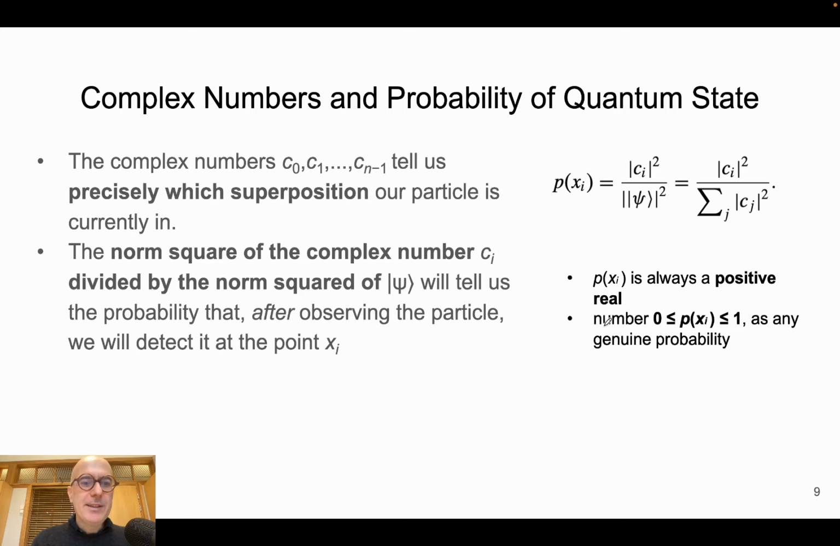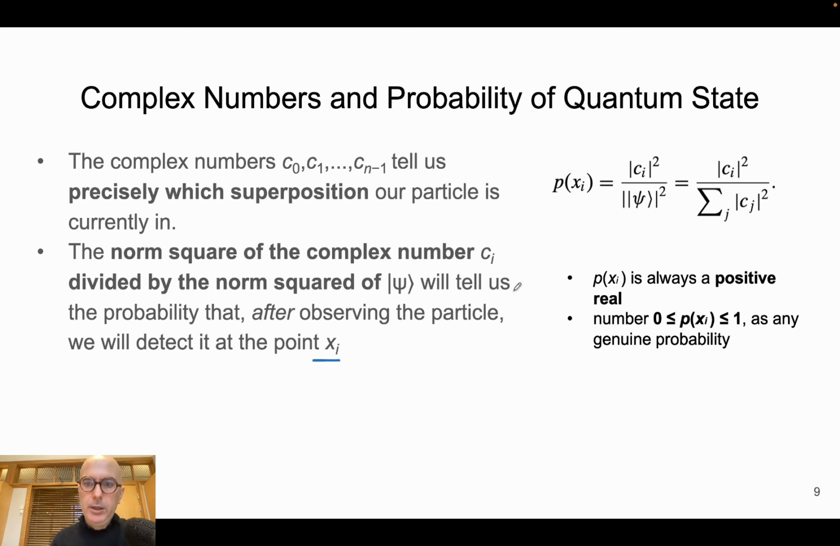Quantum mechanics tells us that the complex numbers C0, C1 until Cn minus 1 tell us precisely which superposition our particle is currently in. What does this mean? Well, this means that the norm squared of the complex number Ci, that is an element of our vector, divided by the norm squared of psi, will tell us the probability that after making a measurement, or after observing the particle state, we will detect the particle at the point xi.